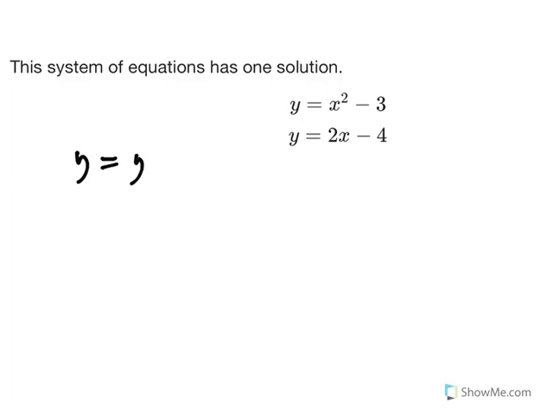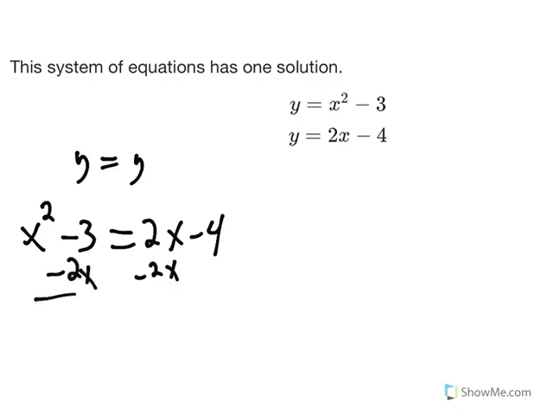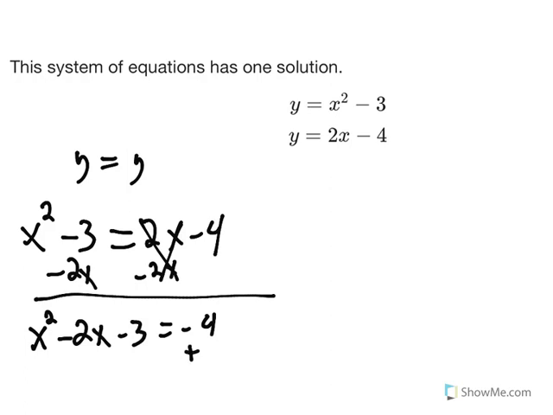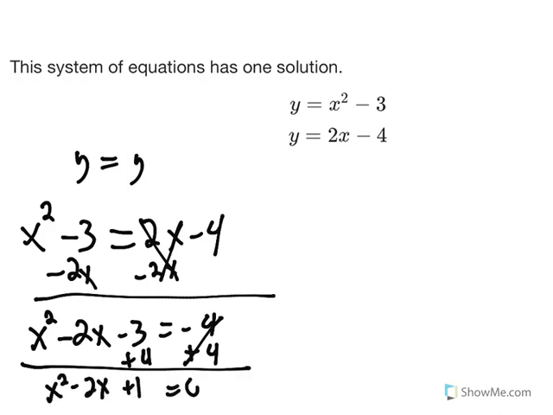what I can do is take both of those and set them equal to each other. So the first y is x squared minus 3. The bottom y is 2x minus 4. What I'm going to do is isolate them. So minus 2x, minus 2x. These cancel out. I can't do anything on that side, so x squared minus 2x minus 3 equals negative 4. I can add 4 to both sides. These cancel out, and I get x squared minus 2x plus 1 equals 0.